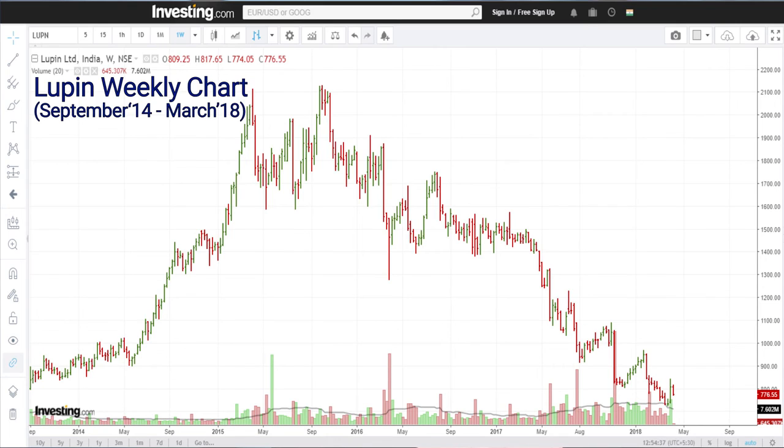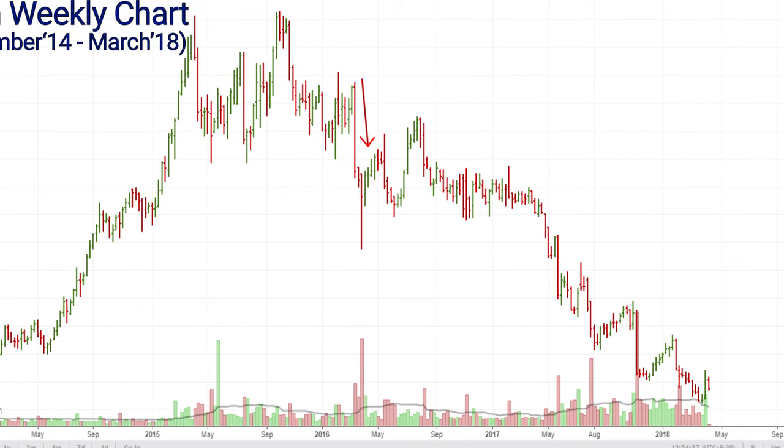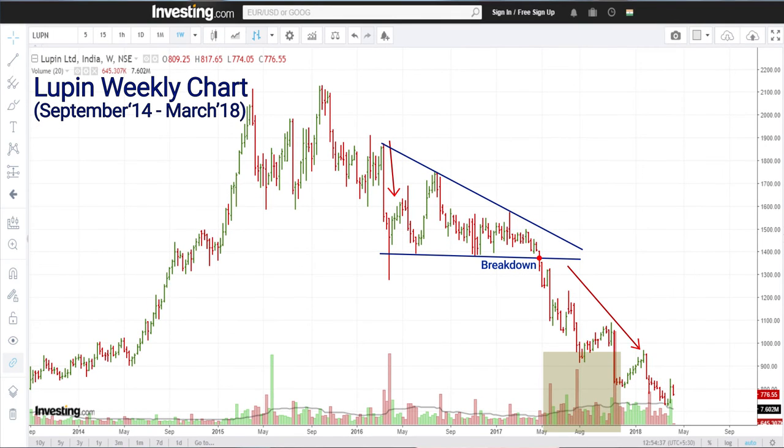Now again, let us look at another example. Here we are looking at the weekly chart of Lupin. After the initial down move, we saw that a descending triangle was formed, and you see the volume came down during the descending triangle. After the breakdown, you could see the volume increase drastically, and with huge volume, the next down move was pretty steep. So these were about the ascending and descending triangle.